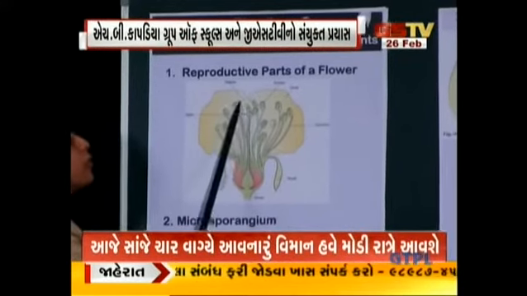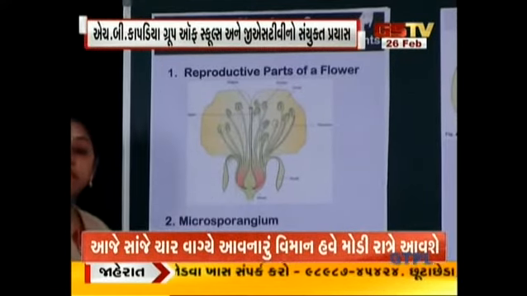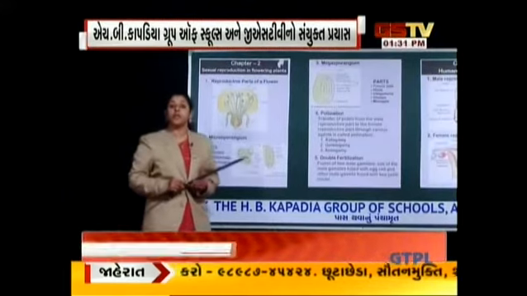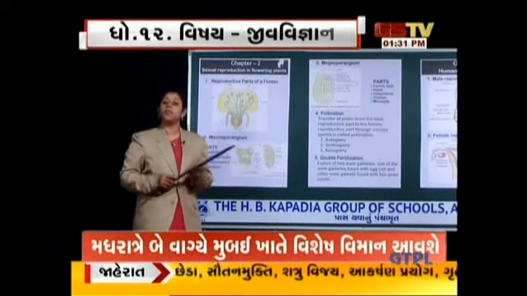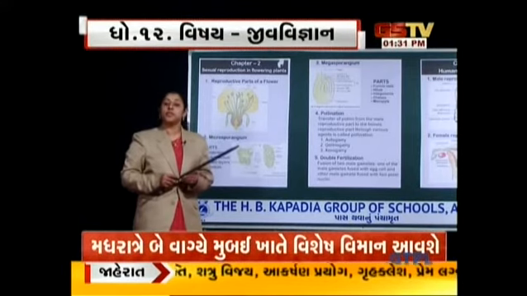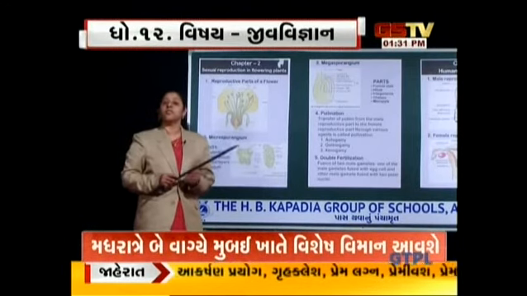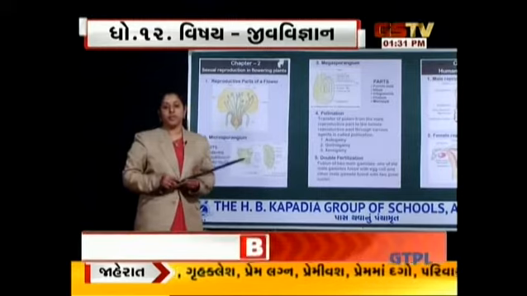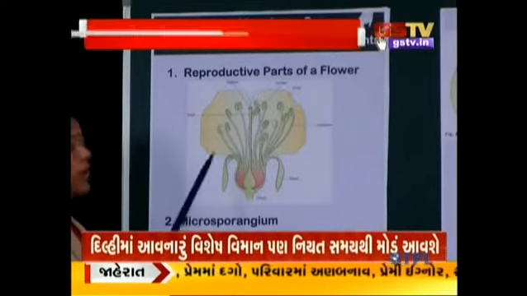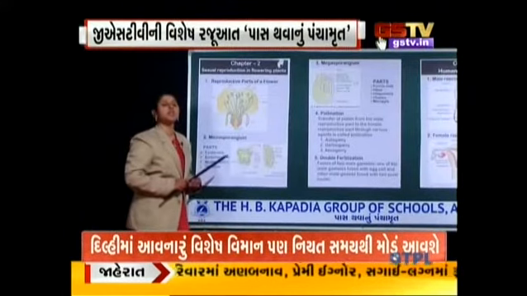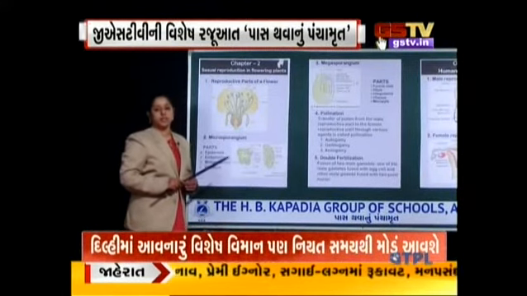And then the uppermost part is called the stigma, which is the seat of pollen grains. When the pollen grain lands on the stigma, then only will there be pollen germination, and this process is the starting process of fertilization in a flower. So these are the different parts of a flower, and this is a very important question. This can be asked for 3 marks.